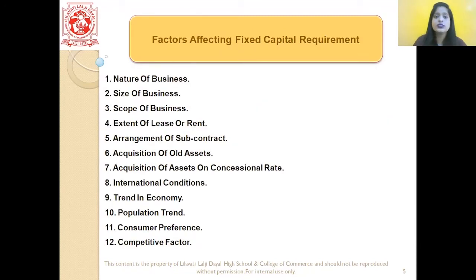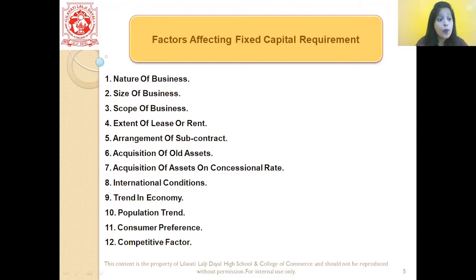Now let us study, students, the factors affecting fixed capital requirement. What are the factors that are affecting fixed capital requirement? First one is nature of business. Manufacturing industries have to invest a huge amount of funds in fixed assets because they have to manufacture goods. So if you are a manufacturing business, that is the time when fixed capital requirement will be huge. Second, size of business. If the business firm carries on large scale operations, fixed capital requirement will be more. If they do small scale business, then fixed capital requirement will be less.